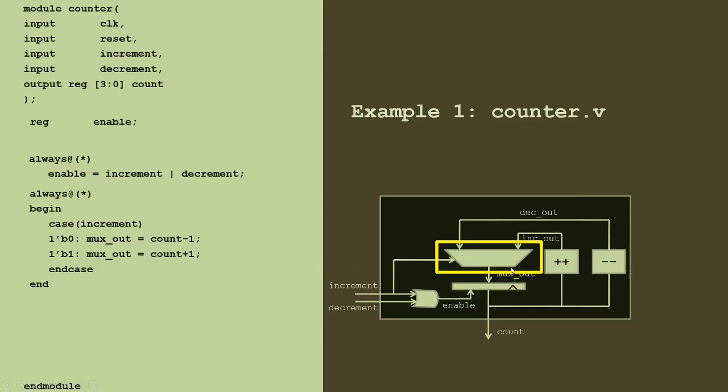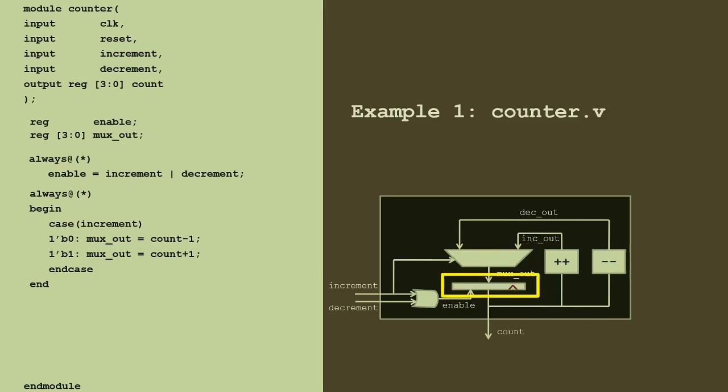So mux out is equal to, if increment is 0, then count minus 1. If increment is 1, that is we want to increment it, then it's count plus 1. So actually we have coded the mux as well as these two, the incrementer and decrementer. Again, we need to declare this mux out, and since it's an always block in which we are assigning it, we have to declare it as a reg.